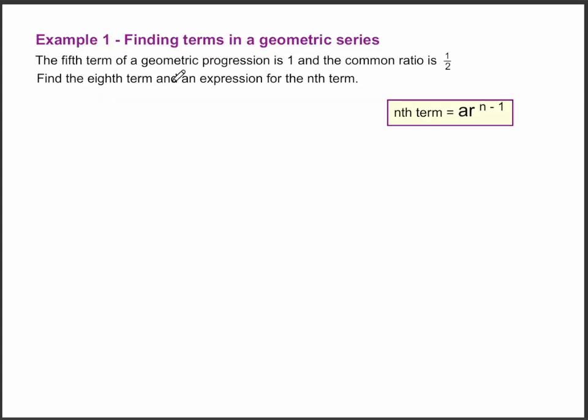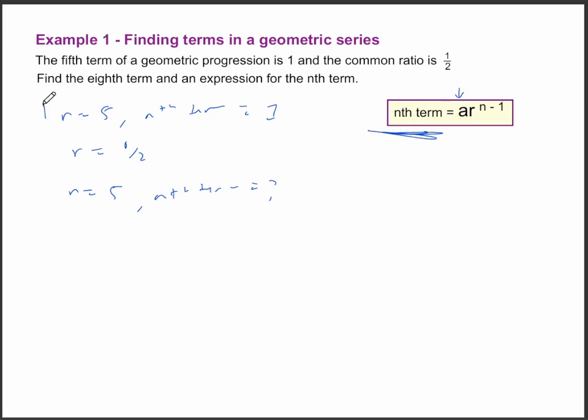Next, the fifth term of a geometric progression is 1. Therefore, when n equals 5, the nth term equals 1. And the common ratio is a half, R equals 1 over 2. Find the 8th term, and the expression of that nth term as well, using this right here. So for this, we need the A.